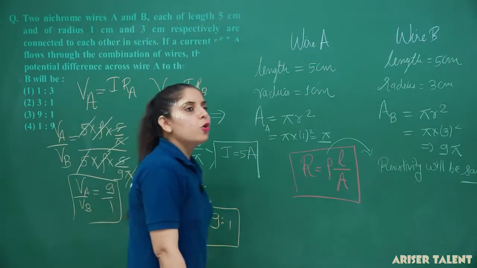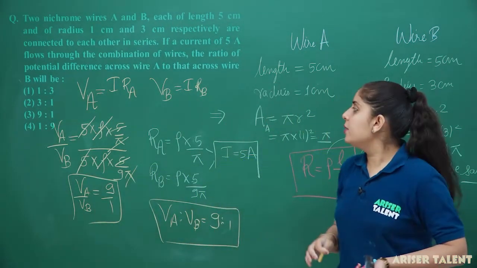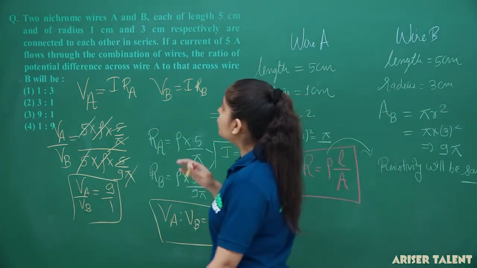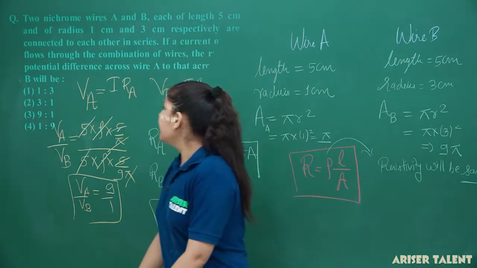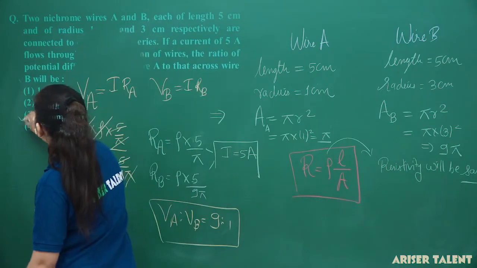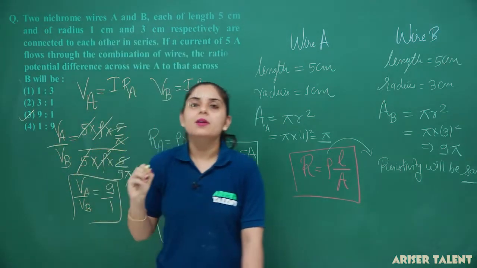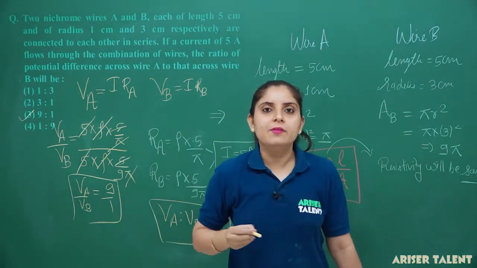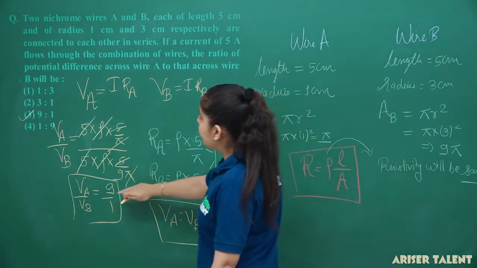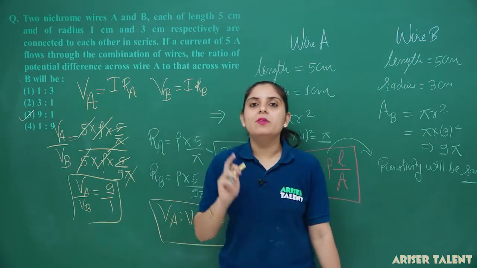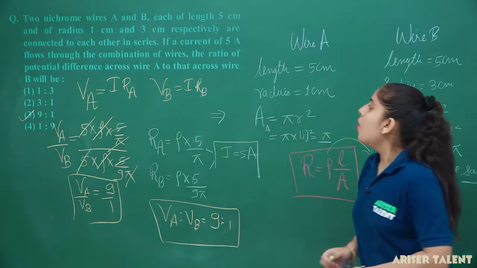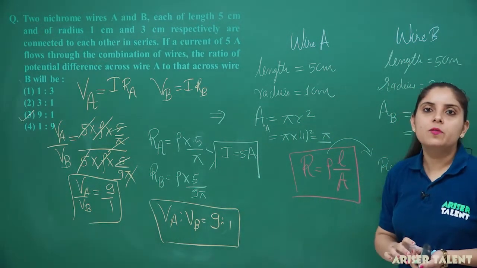So, this is the question which is completely based upon the dependence of resistance. So, let us check the options here. 1 is to 3, 3 is to 1, 9 is to 1 or 1 is to 9. So, it is 9 is to 1. You can see that the option 1 is to 9 is also given because the wrong answers are also provided with the right answers in the question. So, just focus on that the ratio will be 9 is to 1 because the 9 will be shifted in the numerator. So, copy this solution from here so we can proceed to our next part.